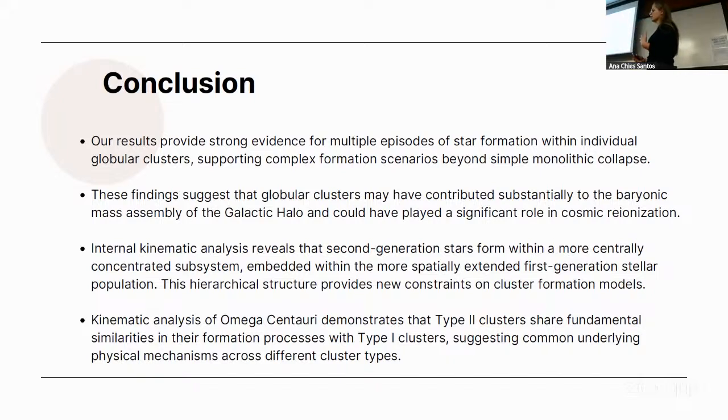And our conclusion was that second generation stars are formed within a subsystem that is more centrally concentrated than the first one. Also comparing type 1 and type 2 globular clusters, we see that despite being very different clusters, they are sharing a lot of similarities between their populations, suggesting these common underlying physical mechanisms that occur in all cluster types.